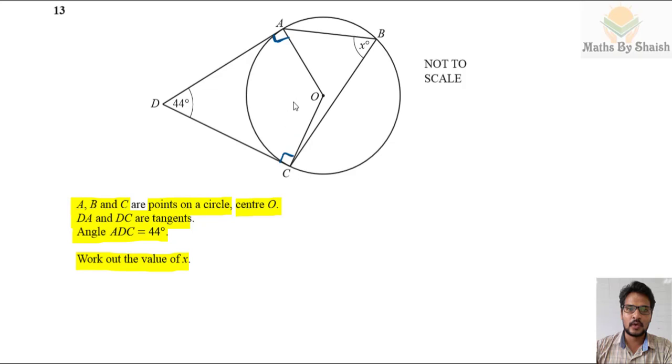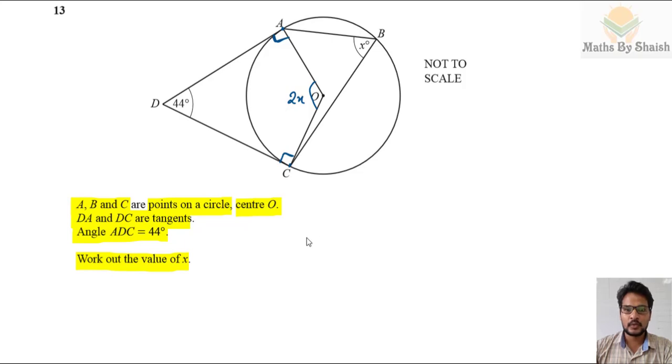Now we have a quadrilateral and one angle is 44 degrees. We can calculate the other angle using the fact that the angle at the center is always double the angle at the boundary. From these 2 points, A and C, we are getting the angle at the boundary as X, so the angle at the center would be double of X.